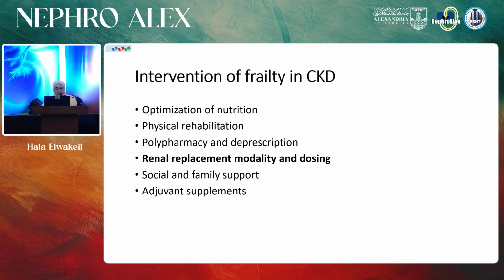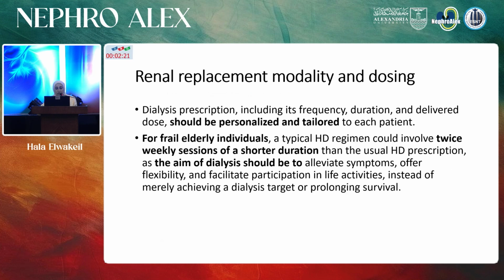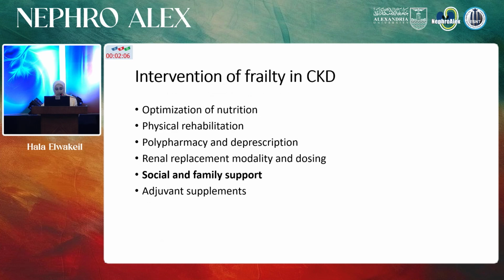For the renal replacement modality which you are going to choose, the best is transplantation, as the frailty improves 3 months after transplantation, and PD is preferred over hemodialysis for frail patients, and moreover home-based dialysis should be considered for frail patients if it is available. And if the patient is on hospital hemodialysis, it should be personalized, and elderly frail patients may need only twice weekly sessions of shorter duration, not the usual hemodialysis prescription.